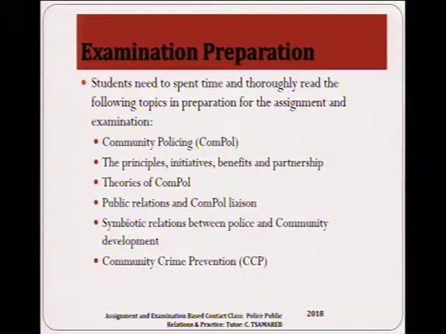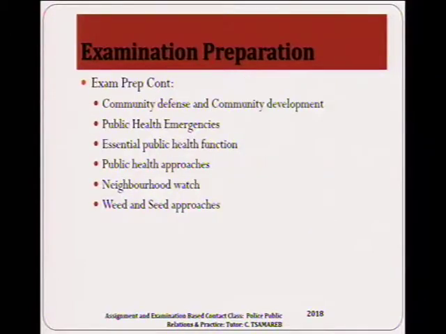What you need to prepare for the exam is that you need to look at community policing, the principles, initiatives, benefits and partnership of community policing, theories of community policing, public relations and community policing, the symbiotic relationships between police and the community development, community crime prevention initiatives, community defense and community development models. Have a look at it.